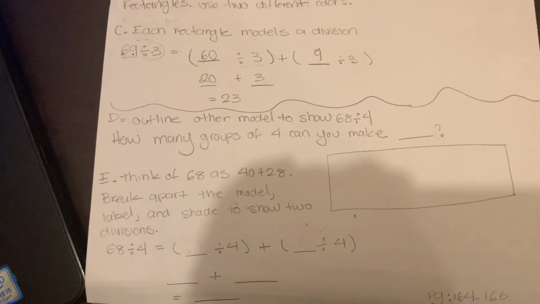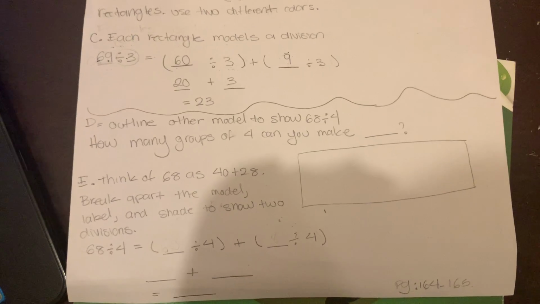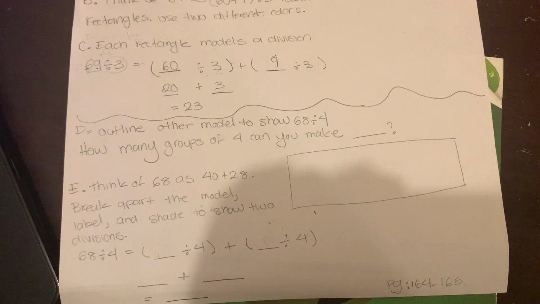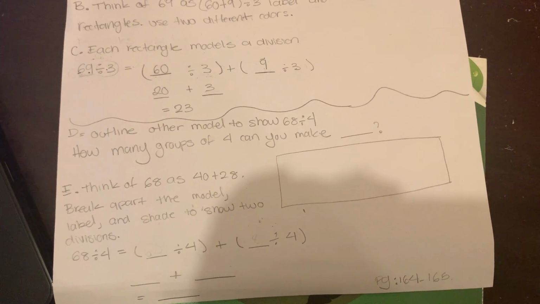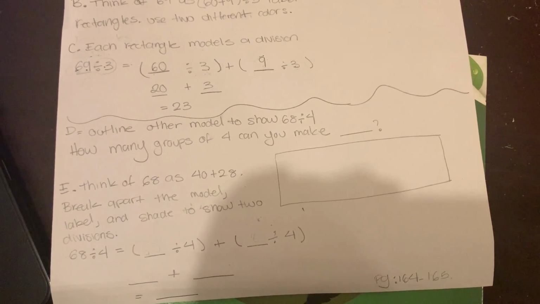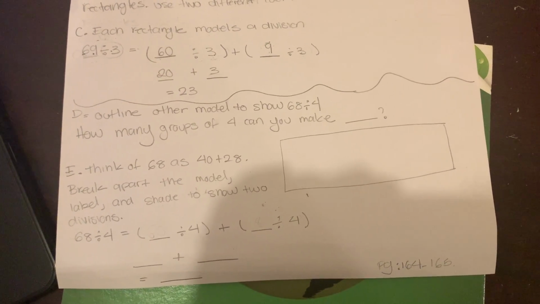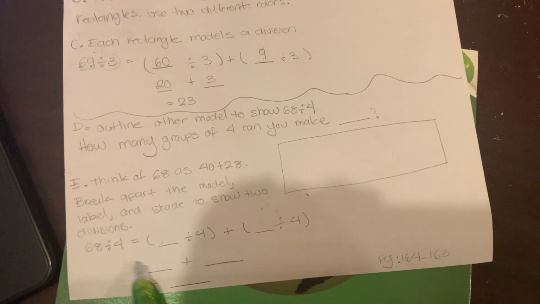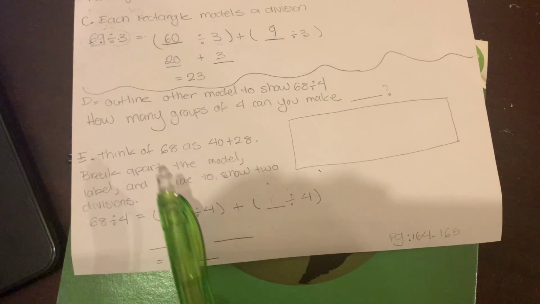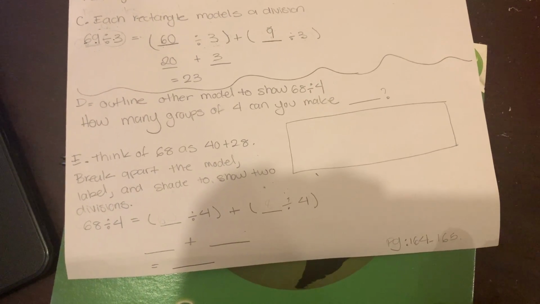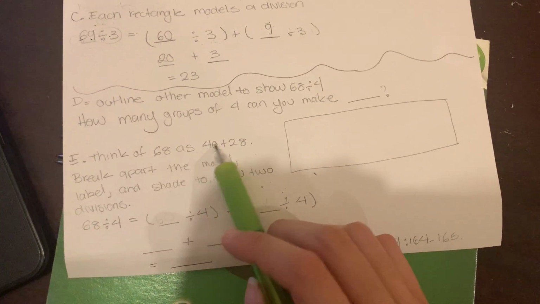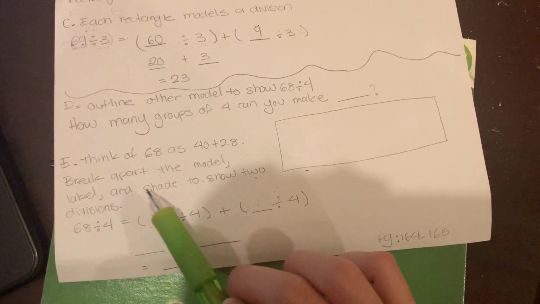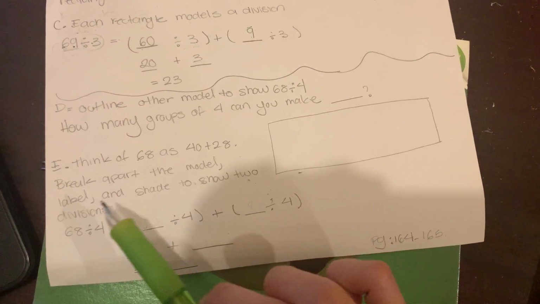If you go to letter D, it says outline another model to show 68 divided by 4. How many groups of 4 can you make? So it is asking you for the groups of 4. Remember, we're going to do the distributive property first. Think of 68 as 40 plus 28, so you know that 40 plus 28 is 68. Break apart the model, label, and shade to show two divisions.